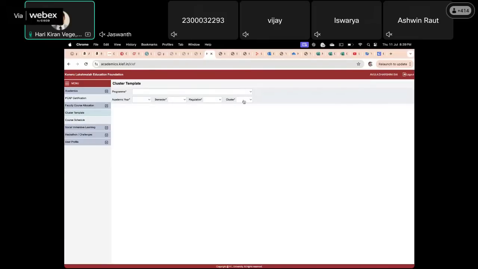Okay. So these are the two options that you need to look at: cluster template and course schedule. If you look at these two details, you will know which cluster, which section, who is handling it, which faculty is handling it, and how you make a choice of the courses from the PDF file that I shared with you. That is how you make a choice for the courses. Okay. So that's the entire presentation for today.